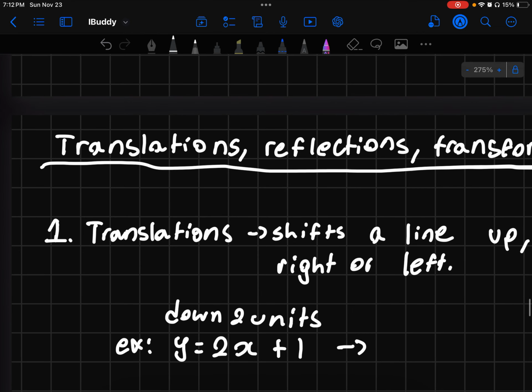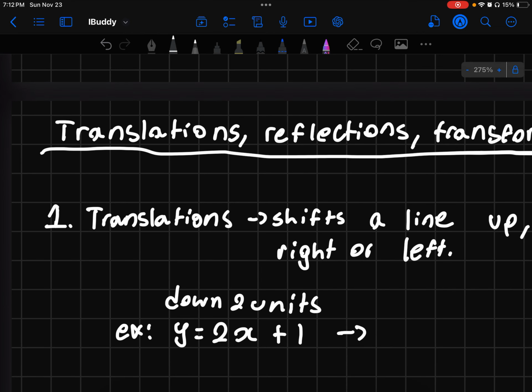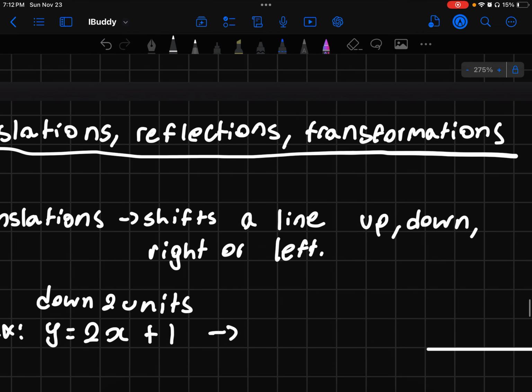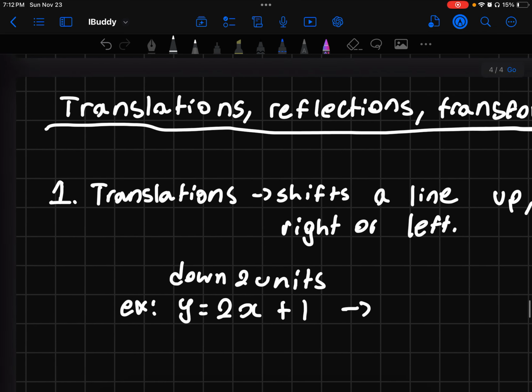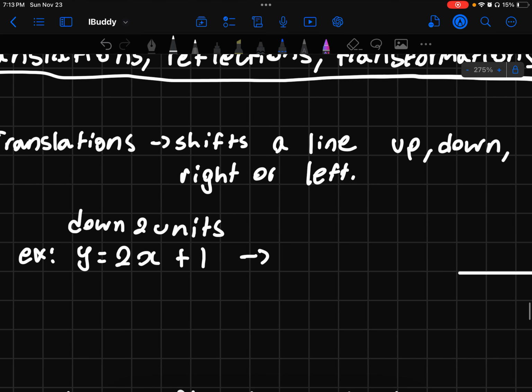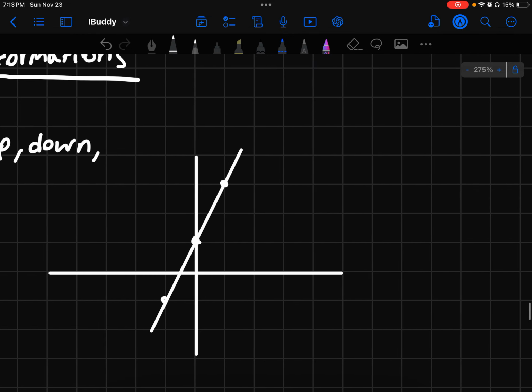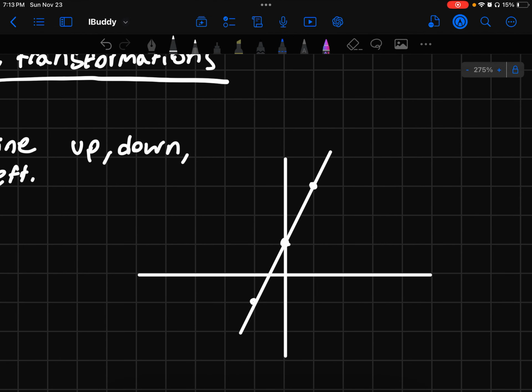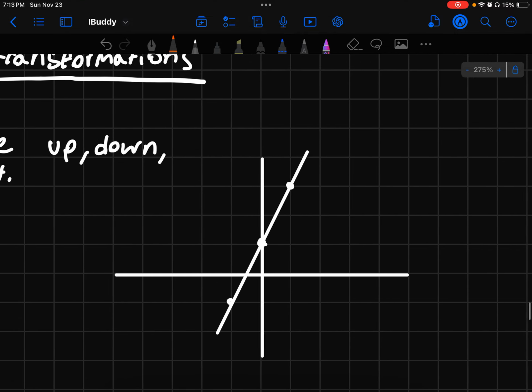To start off, translations are basically when a line shifts up, down, right, or left. Let's look at an example. Let's say a line goes down by 2 units, and this is the equation, y equals 2x plus 1. This is where the line would be, and it wants us to shift each point down 2 units.